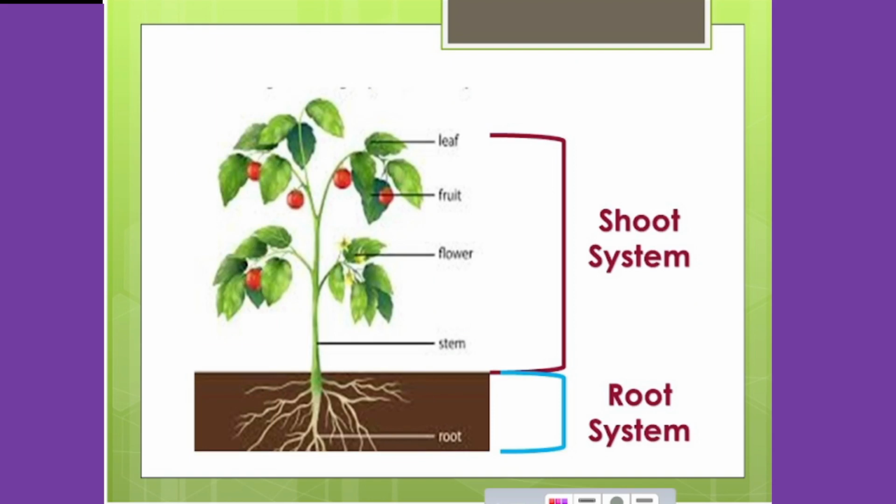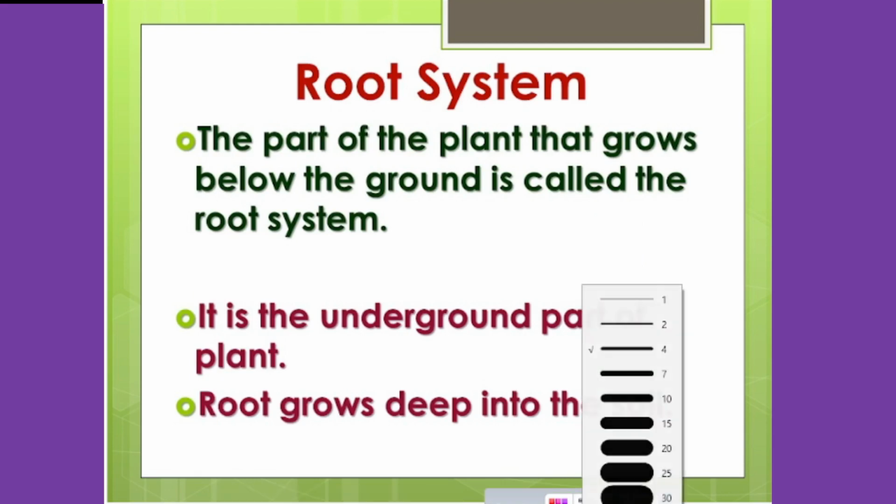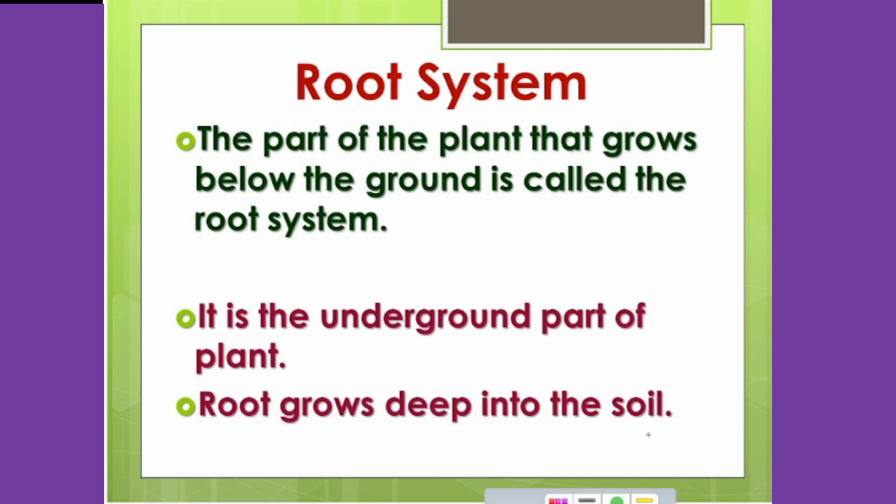Here you can see the clear picture of root system and shoot system. The shoot system consists of many different types of parts, and root system consists of only one part, that is the root system. Let us see. First we are going to discuss the root system. So dear students, as you know, in the root system only one part is there, that is the root. The part of the plant that grows below the ground is called the root system.